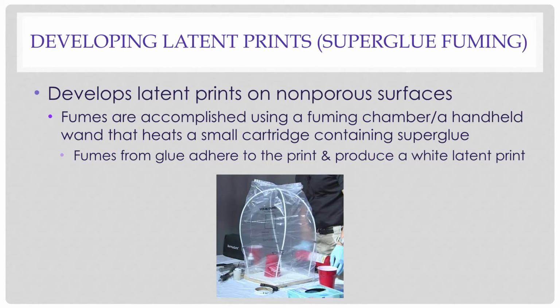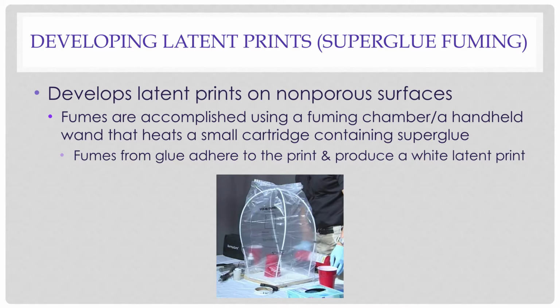There is a developing method for non-porous surfaces that is known as superglue fuming, which we will actually do in the next lab. But fuming is accomplished using a fuming chamber or a handheld wand that heats up a small cartridge containing the superglue. The fumes of the glue then adhere to the print and produce a white latent print. So remember, this is for non-porous substances, so metals, electrical tape, leather, plastic bags can all use superglue fuming.